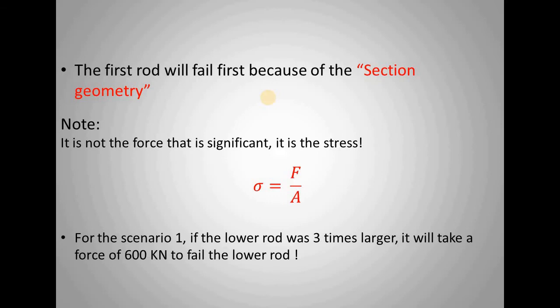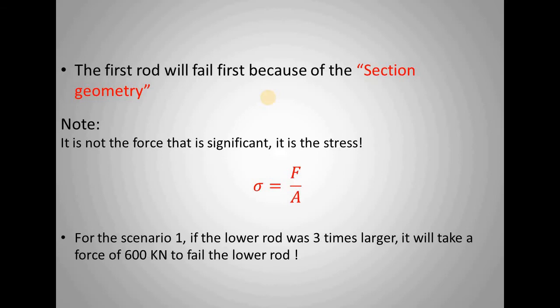For scenario 1, if the lower rod was, let's say, 3 times larger, it would take a force of 600 kilonewton to fail the lower rod. That is, if the area of the rod is 3 times larger, it will take 3 times the force that is required to fail the first rod. It will take this 600 kilonewton to fail the rod because we have a larger area, so this is going to result in less stress. You need to know that a higher area results in less stress, while a lower area results in higher stress.